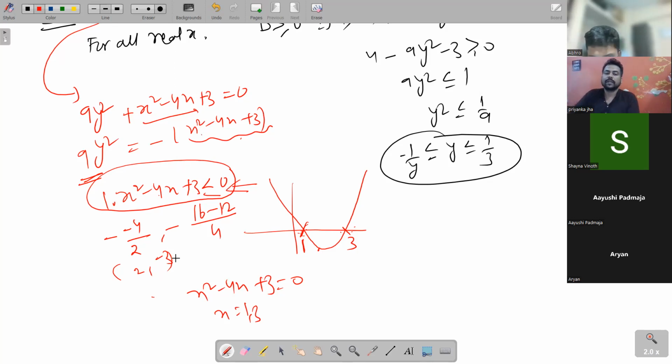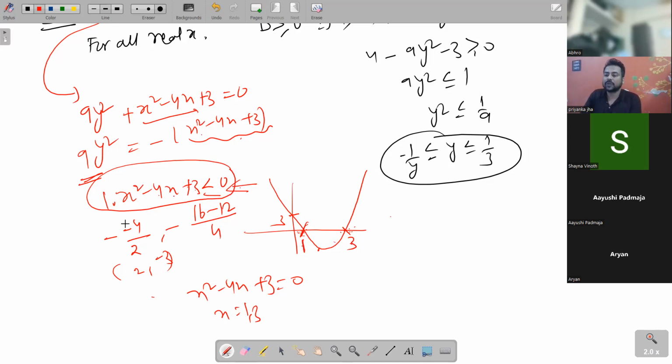Now we have to find. We'll just draw the graph of this. We can see that the leading coefficient is positive, so the graph will be concave upward. And we found the vertex. At x equal to 0, this will cut the y-axis at 3. So we can very simply see that between these two roots, only this graph lies below the x-axis. Then only this will be negative. Otherwise, if you go beyond 3 or before 1, the graph lies above the x-axis, so it will be positive. That's why x has to lie between 1 and 3.